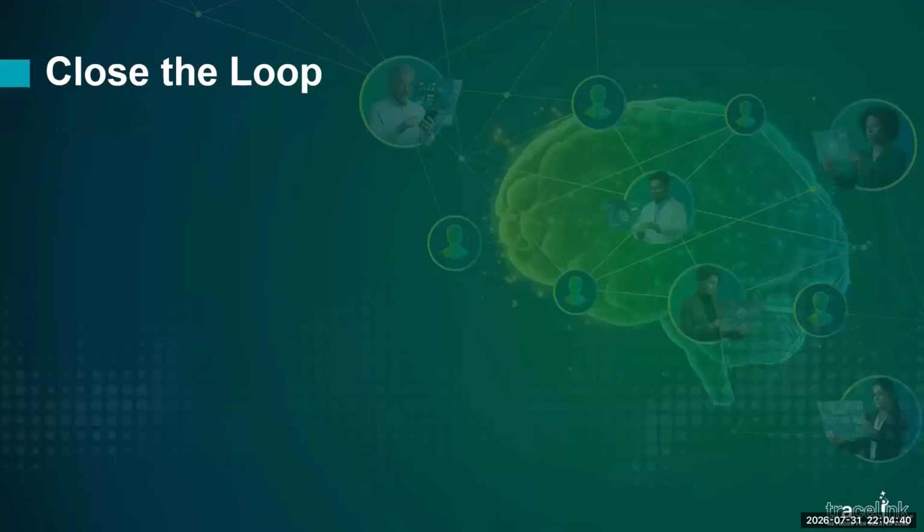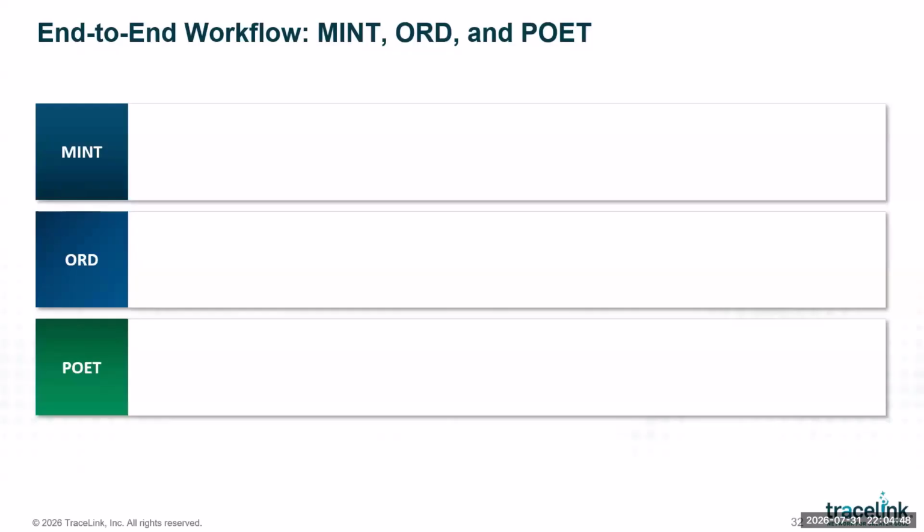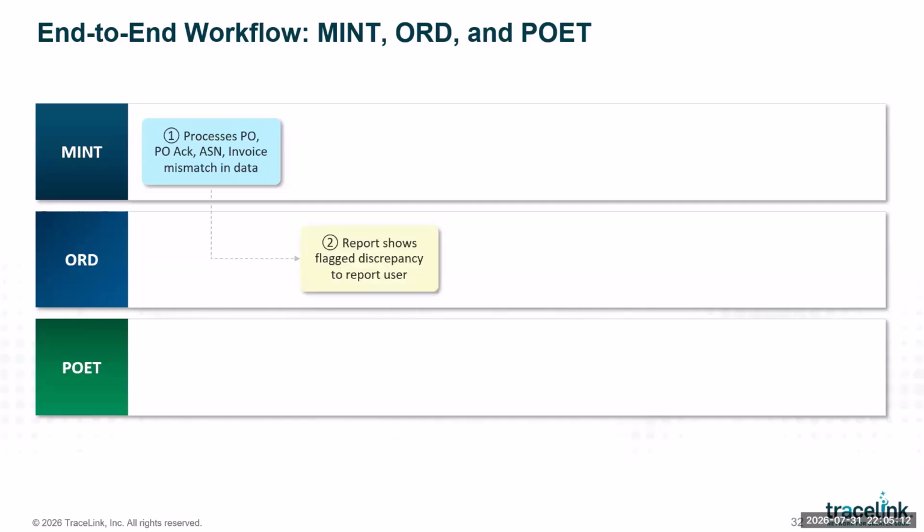Moving on to our final section, closing the loop. Let's pull the whole workflow together, look at the timeline, and land on the key takeaways. Here's the entire journey laid out across our 3 application solutions. Step 1, Mint processes the PO, POAX, the ASN, and the invoice, and the mismatch is sitting there in the data. Step 2, the ORD report shows that flag discrepancy to the Medivonic report user.